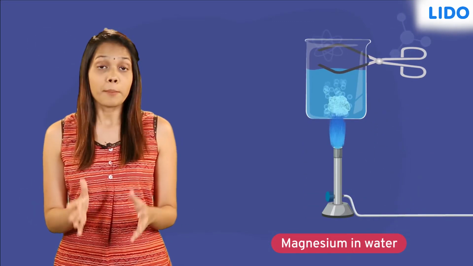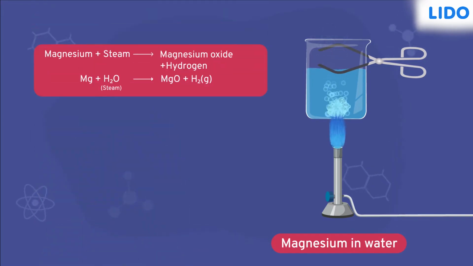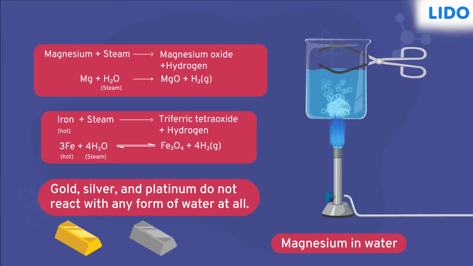This is because magnesium is less reactive than the other three metals. When metals react with steam, they form metal oxide and hydrogen gas. Magnesium forms magnesium oxide and hydrogen gas. Similarly, when iron reacts with steam, it forms iron oxide, that is triferric tetroxide, and hydrogen gas. But metals like gold, silver and platinum do not react with any form of water at all.